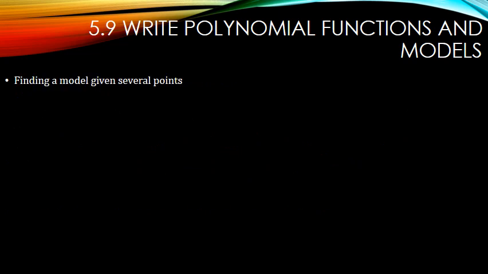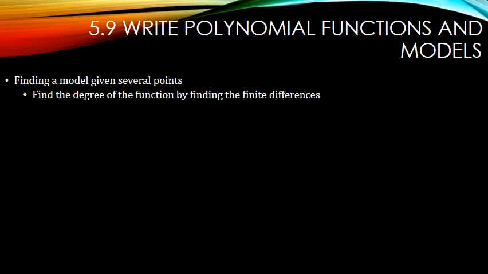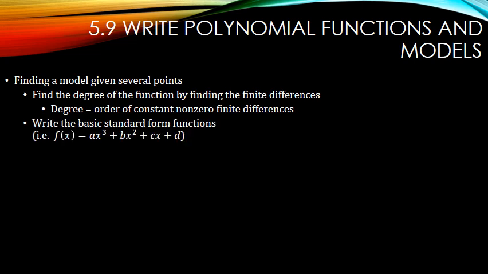So if we're given several points, we need to find the degree of the function by finding the finite differences, where the degree is the order of the constant non-zero finite differences. Then we write our function in standard form, such as this for cubed, or if it was to the fourth, you'd have f of x as ax to the fourth plus bx cubed plus cx squared plus dx plus e, and so on.